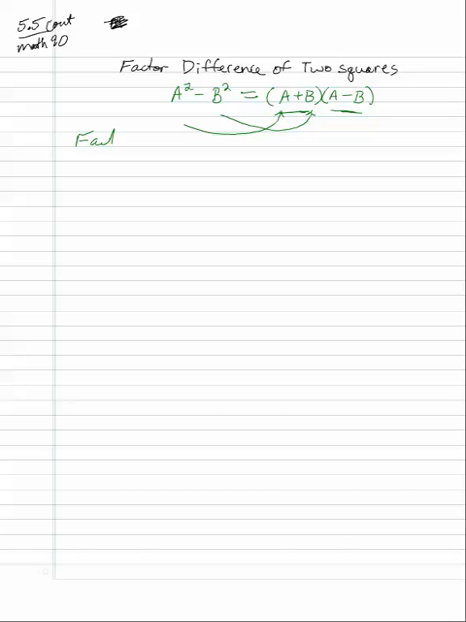So factor, say, 100x squared minus 49. That's a square. This one's a square.